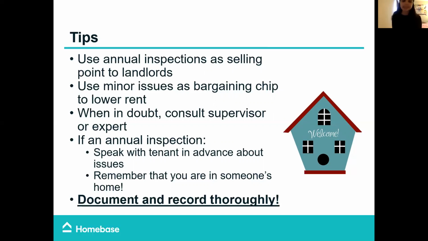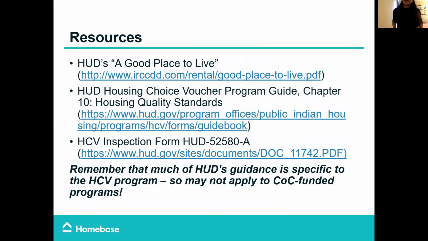So as I said, this was a very high-level overview, but we do want to leave you with some resources. The first one, HUD's A Good Place to Live, is quite basic and easy to read, but it's good to share with tenants and landlords. The second one, which is HCB's Chapter 10, goes a little more in depth. It provides more specific guidance and has a lot of useful templates. And the third one is a checklist that can be used to carry out these inspections.